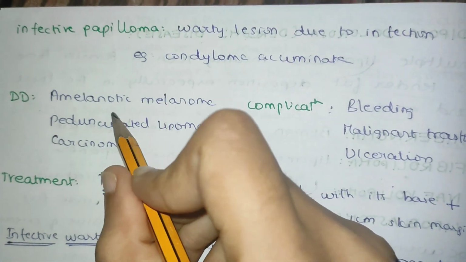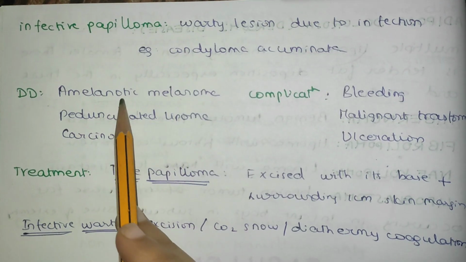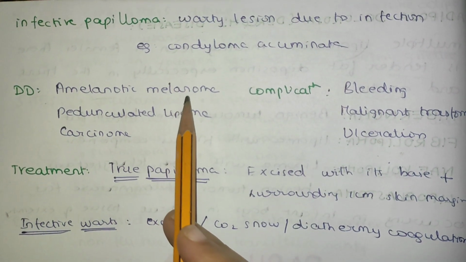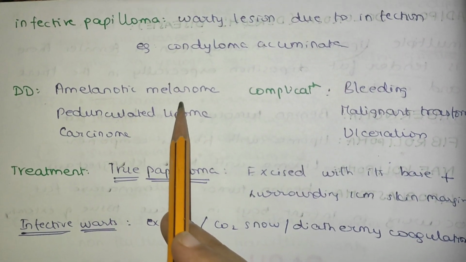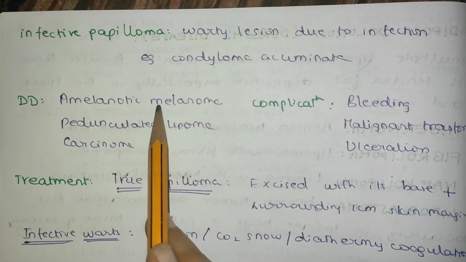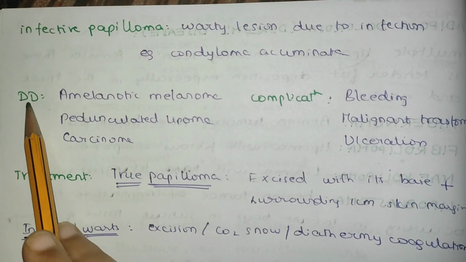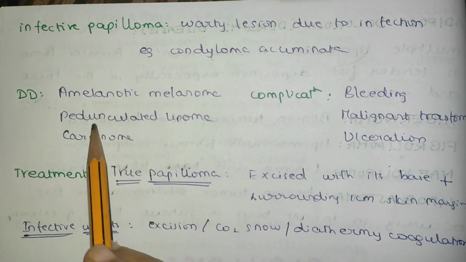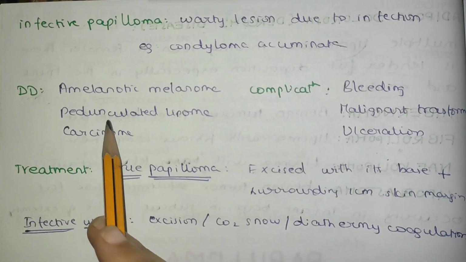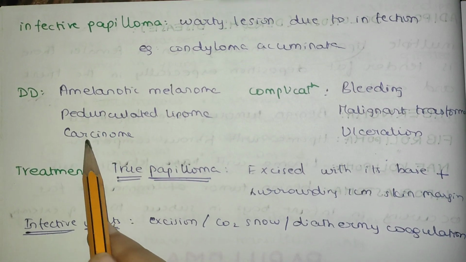Next, differential diagnosis. Differential diagnosis includes amelanotic melanoma, which is a rare form of skin cancer. Here melanin production is affected and there is no melanin in this type of melanoma, so it appears skin-colored or pinkish. It is also differentially diagnosed from pedunculated lipoma and carcinoma.